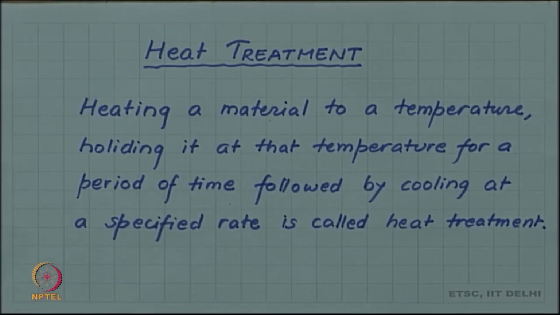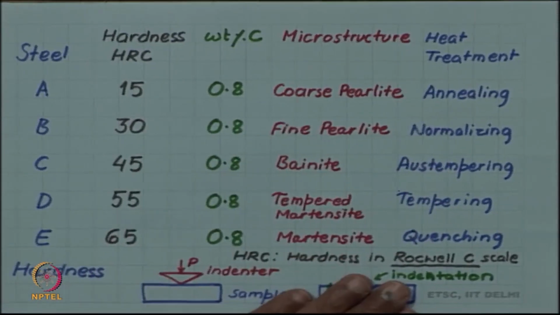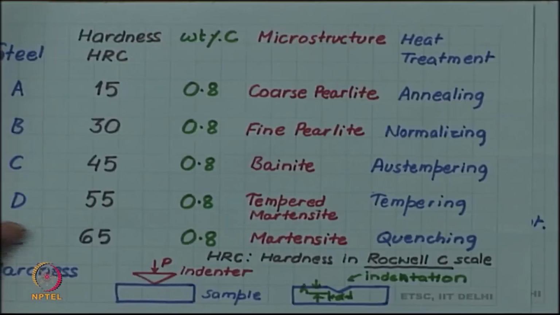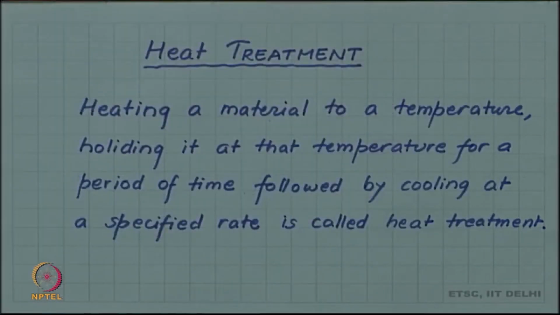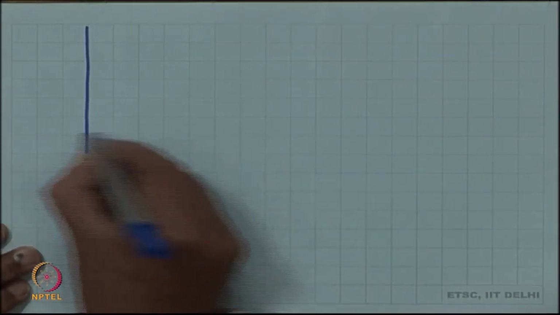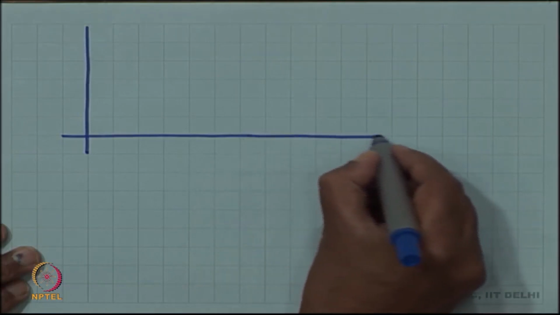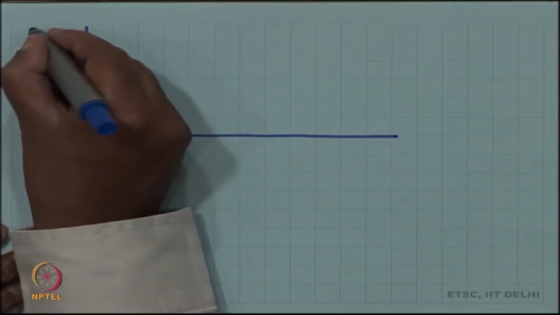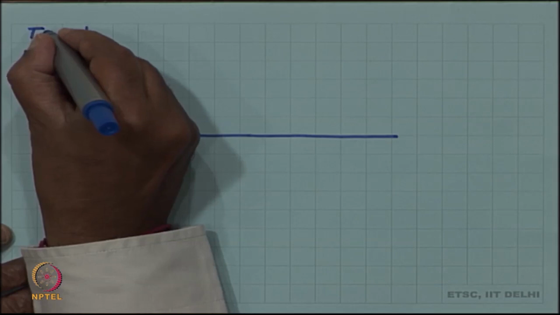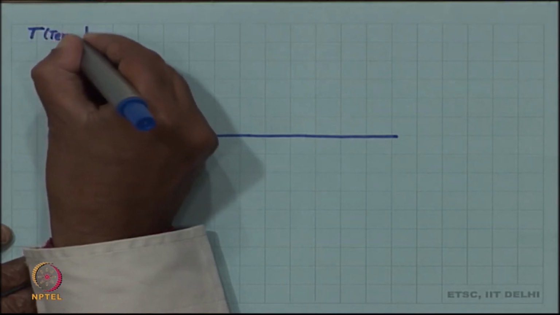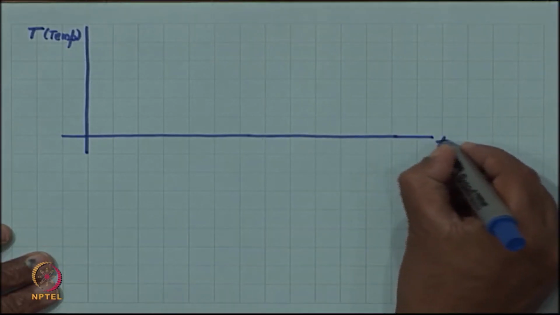All these processes are essentially that: heating, holding and cooling. So, you can see that just by the simple treatment of heating, holding and cooling, we can produce different microstructures and different properties. So, let us try to see how we put these different heat treatments in the temperature time diagram. So, I keep the y axis as the temperature and the x axis as time.